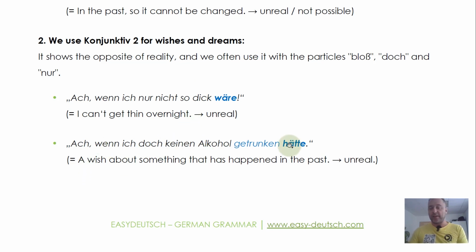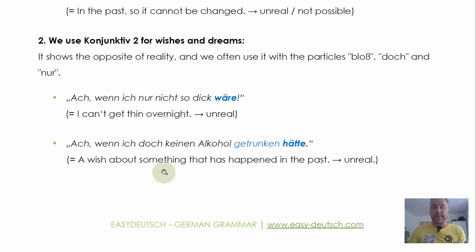Ach, wenn ich doch keinen Alkohol getrunken hätte. And that's probably a sentence that many of us have thought already the next day after a little bit too much beer or tequila, whatever. If I just hadn't drunk that much alcohol yesterday. That's a wish about something that has happened in the past and is therefore unreal and cannot become true. And that's why we have to use Konjunktiv 2.